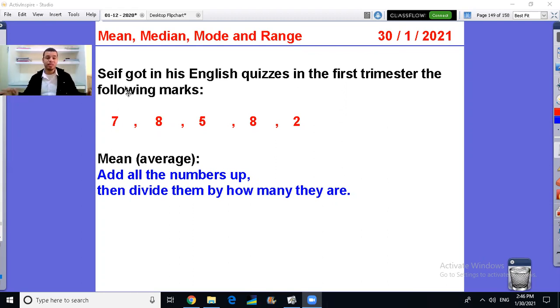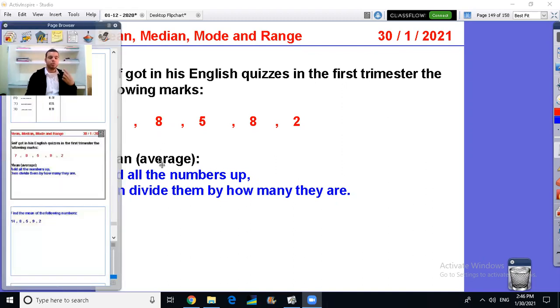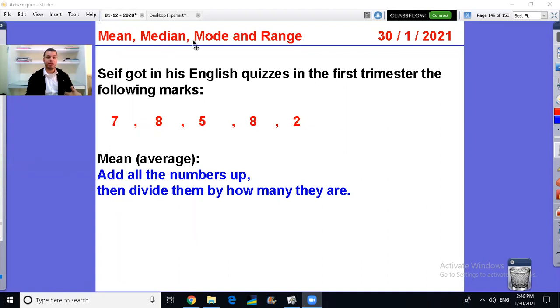We don't want all these numbers, Mr. Ahmed. Can't you just give me the average? And here is how I find the average. So average is just one number. Median is also one number. Mode, one or two numbers. Range is also one number that we use to describe a set of data.